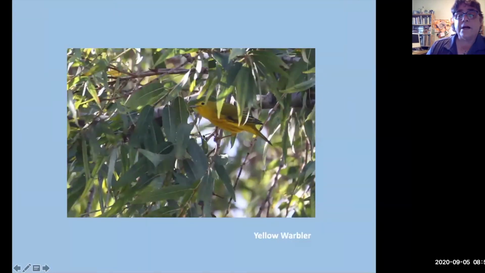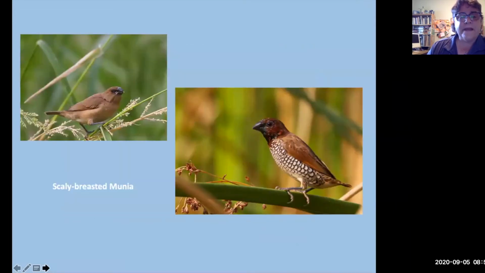Yellow warbler, male with the coloring here, probably born, probably had a family there because I saw a family of children and a mother there. This is the most abundant bird at Bixby. This is a scaly-breasted munia. Look at the cinnamon color.